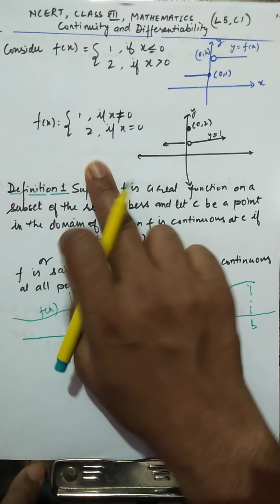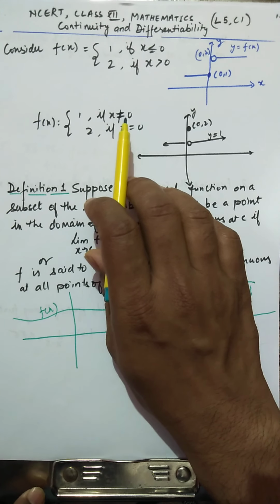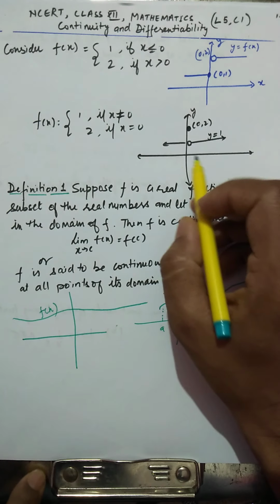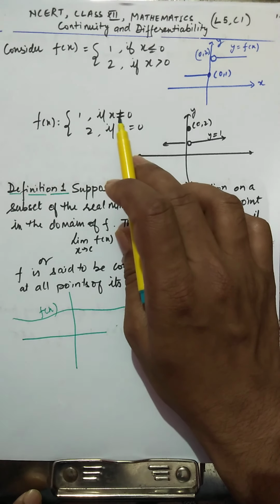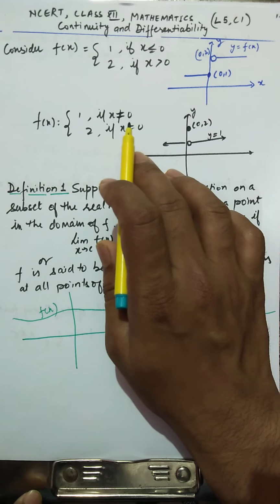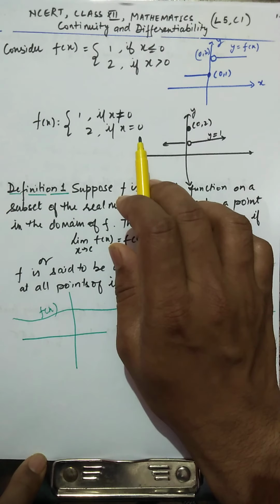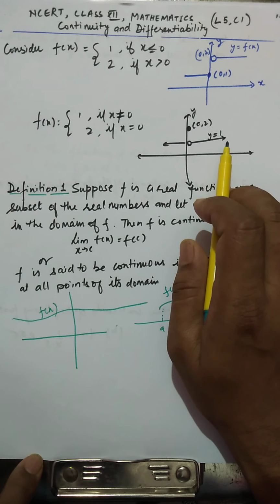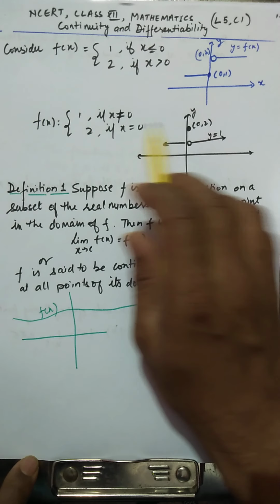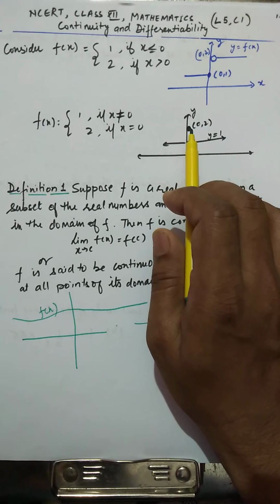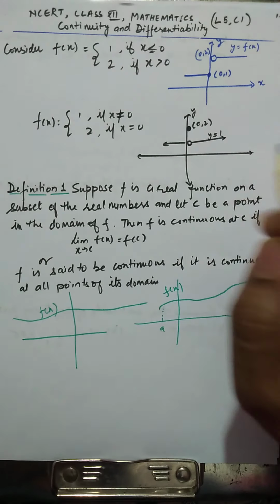Take another example. f(x) is 1 if x is not equal to 0, and 2 if x is equal to 0. So if I take x equal to 0, then y is equal to 2 at this point, and for all other values, where x is not equal to 0, the value is 1. I can go on the negative side, the answer will be 1. I can go on the positive side, the answer will be 1. But I cannot take 0 here, because 0 is already taken when y was 2. So you can see that this graph also cannot be drawn without lifting your hand or pen.